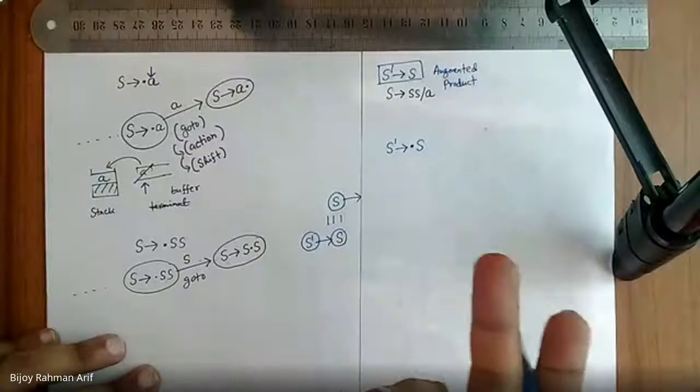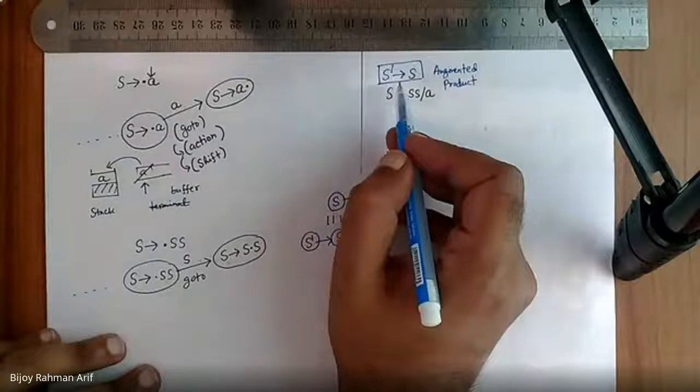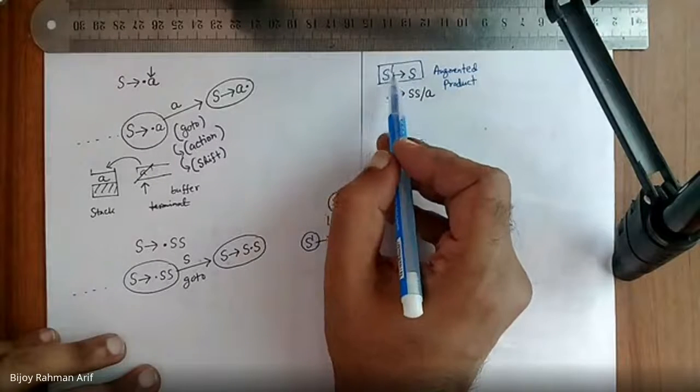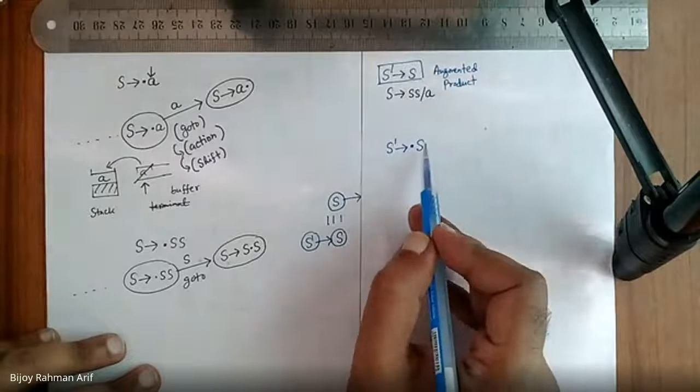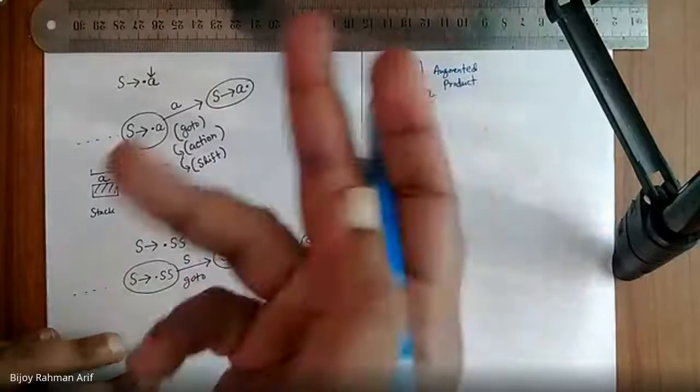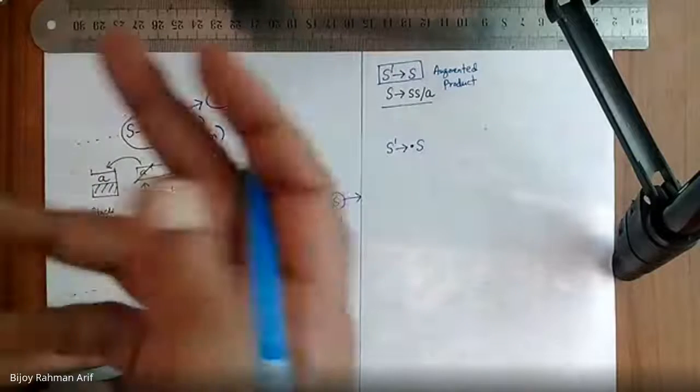S dash goes to S. And what else? S goes to SS. S dash goes to S means how can you get to S dash? But how can you get S? Capital S. Yes, all direct the products, all the products where the right hand side starts with S.